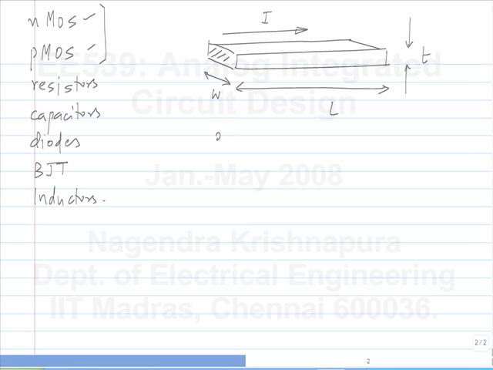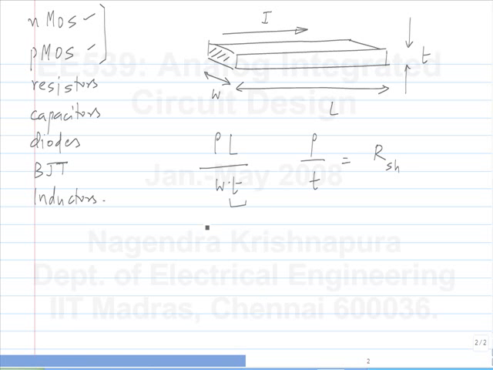So it is rho L by W times T. The cross-sectional area is W times T. So rho is the resistivity of the material. Now because you don't have any control over the thickness, it doesn't make sense for you to sit and calculate the fixed thickness all the time. So this rho by T is specified as the sheet resistance.